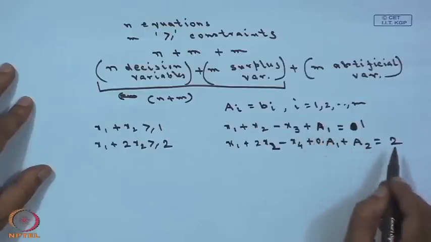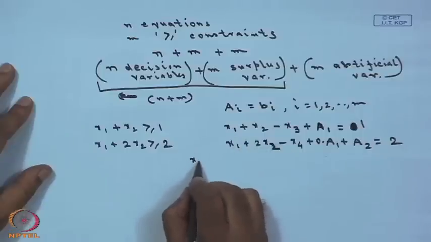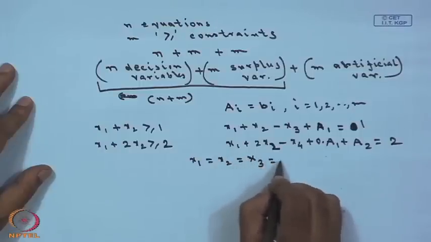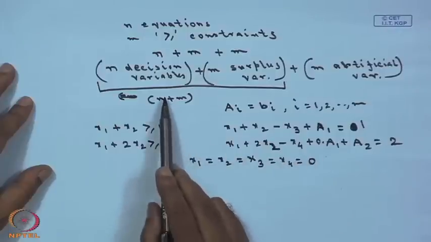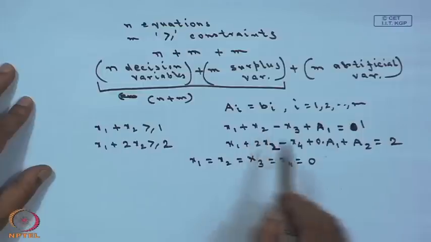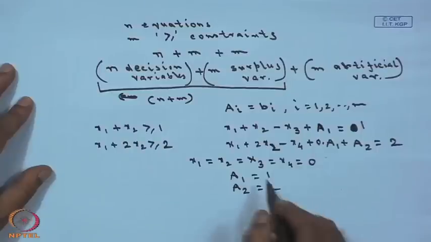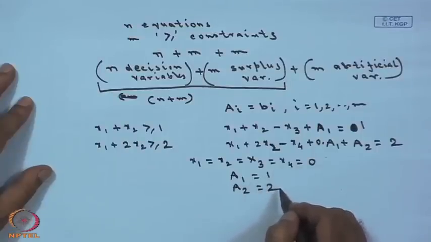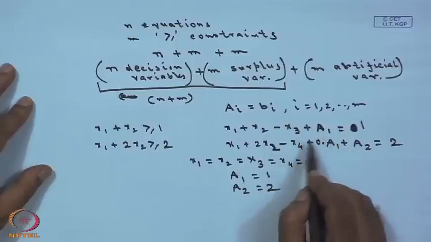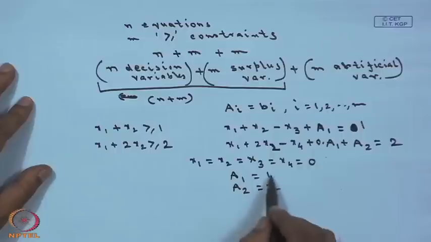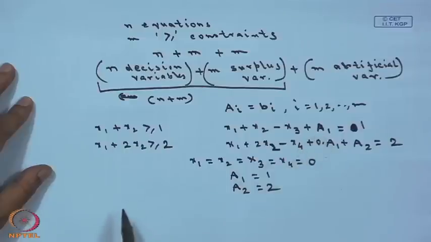Therefore, to make the initial basic feasible solution, whenever you make x1, x2, x3 and x4 equal to 0, that is n decision variables plus m surplus variables, here 2 decision variables and 2 surplus variables, all 4 being 0, you obtain a1 equals 1 and a2 equals 2. These satisfy the non-negativity restriction and you obtain the identity matrix form, 1 0 0 1. So your basic variables will be these. This way I am making the initial basic feasible solution for the big M method by introducing the artificial variable.